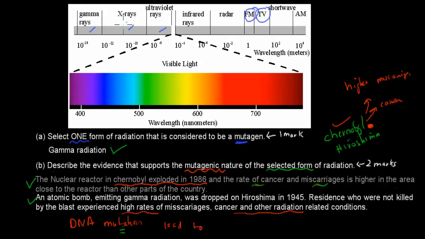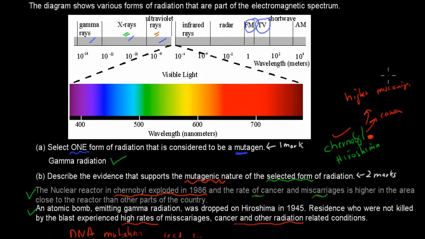If you chose X-rays, you could have used the example of how they used to use X-rays a lot, even for checking shoe sizes, and those people would have had high rates of cancer. And for ultraviolet light, you could have chosen the example of the ozone, and how ozone depletion meant that more UV light would pass through. The area that had no ozone had high rates of cancer, for example, because more mutations would have occurred.